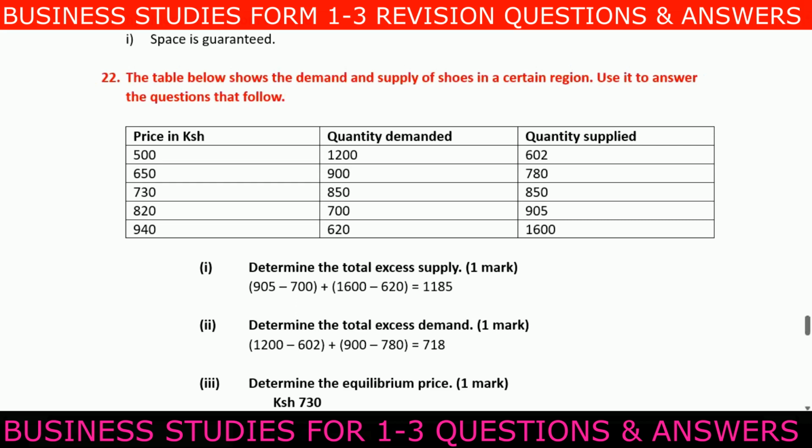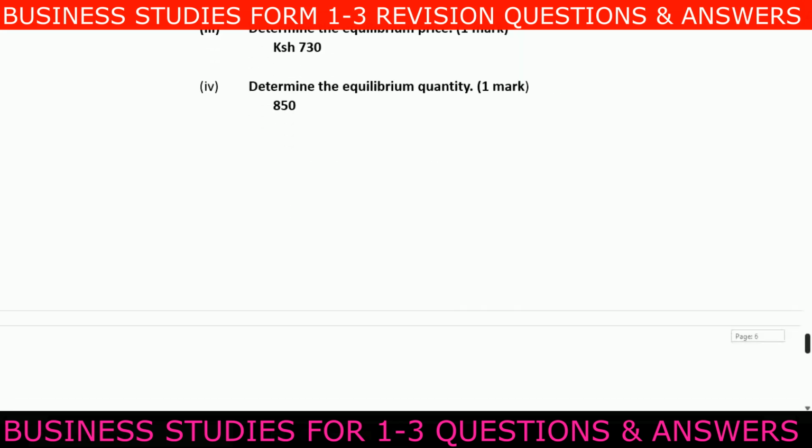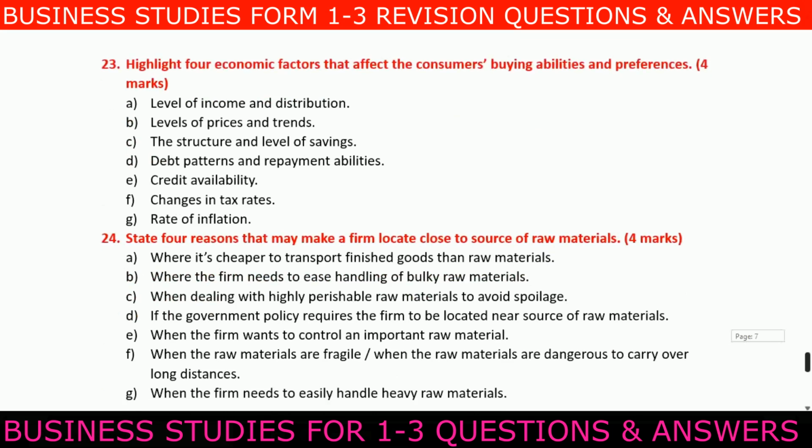So you are told to determine the total excess supply. Very simple. Determine the total excess demand. You can count out of that one. Determine the equilibrium price. You can count that one. Determine the equilibrium quantity. Very simple, straightforward. You can easily do that.